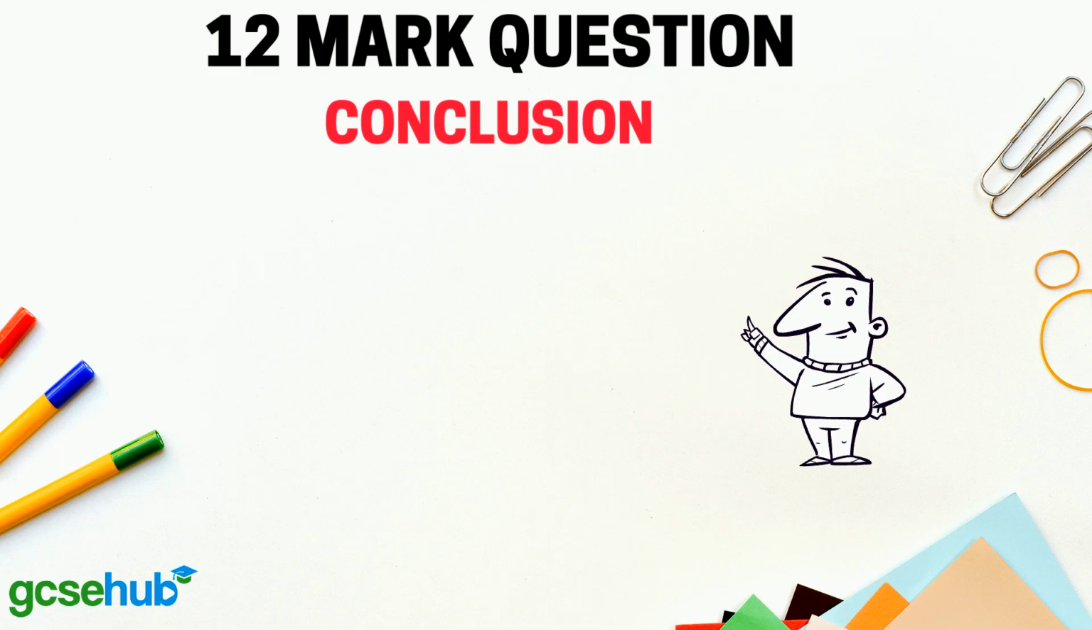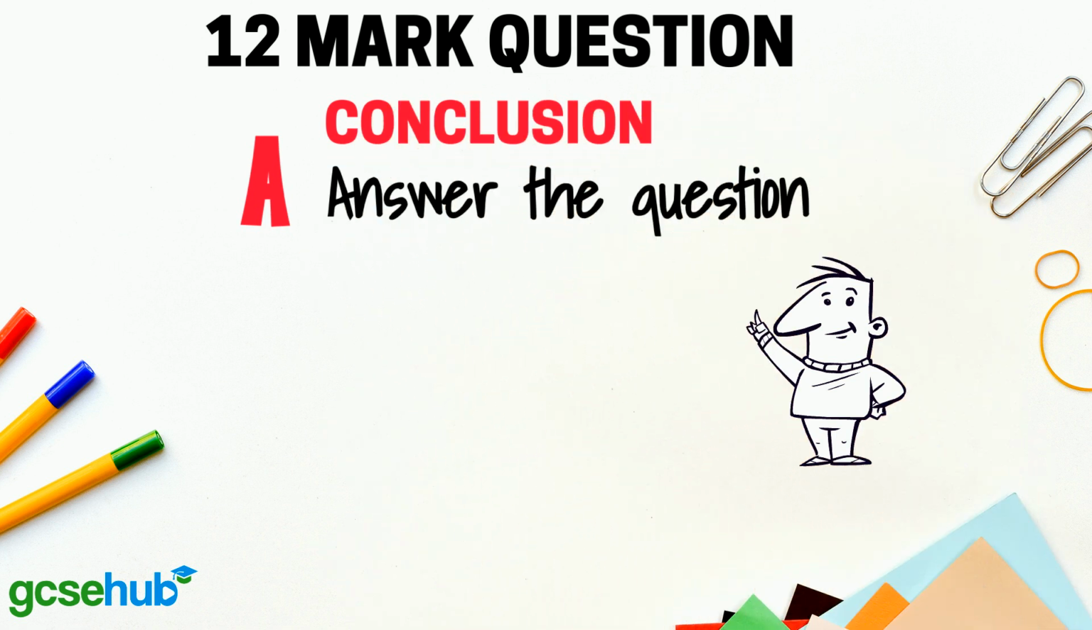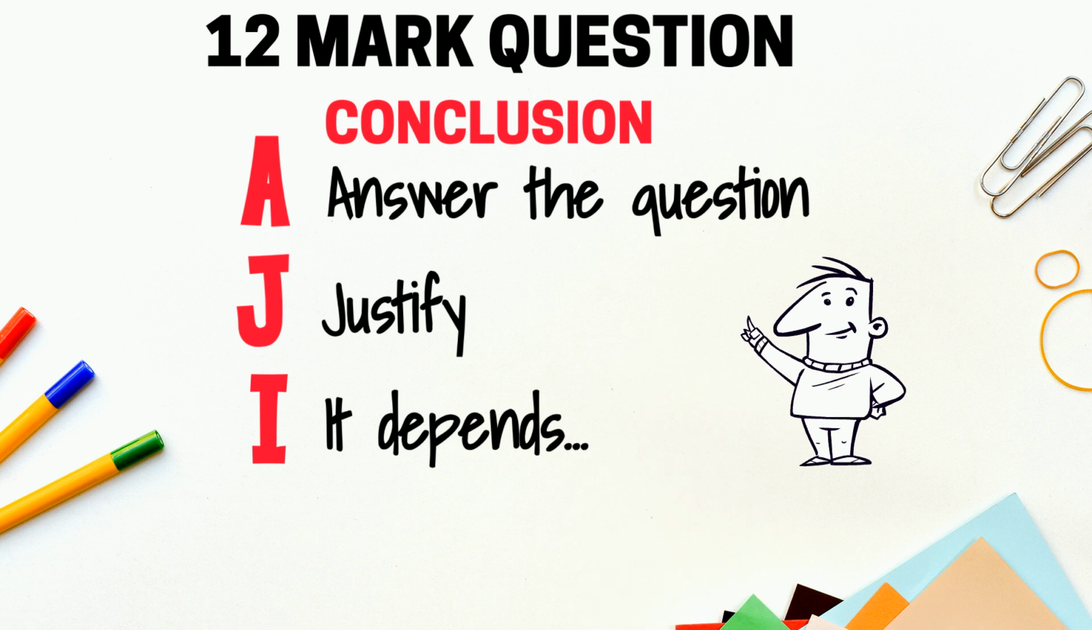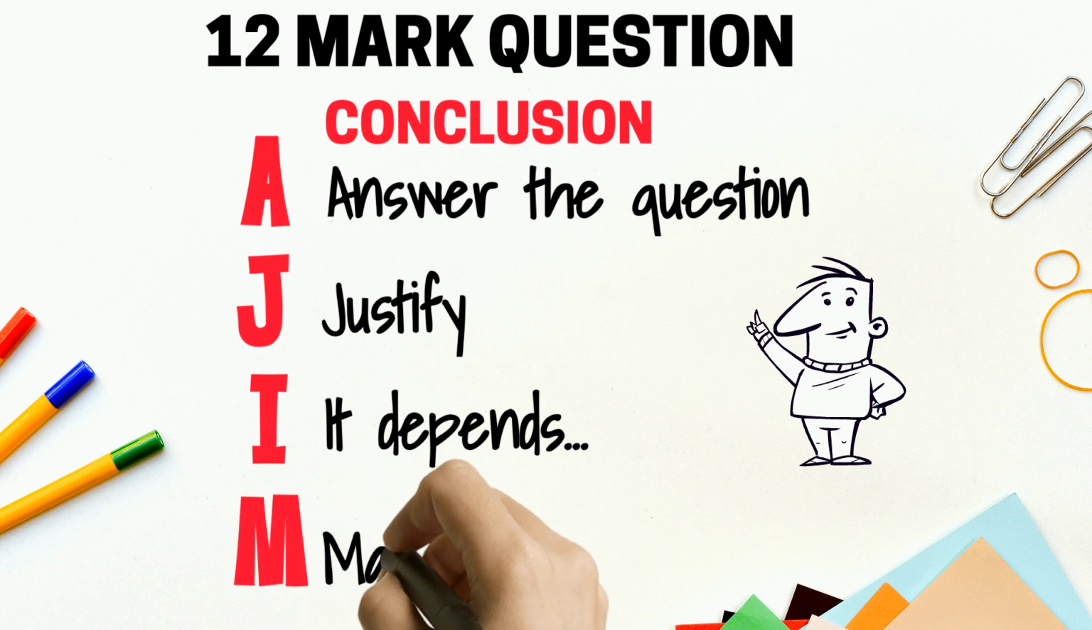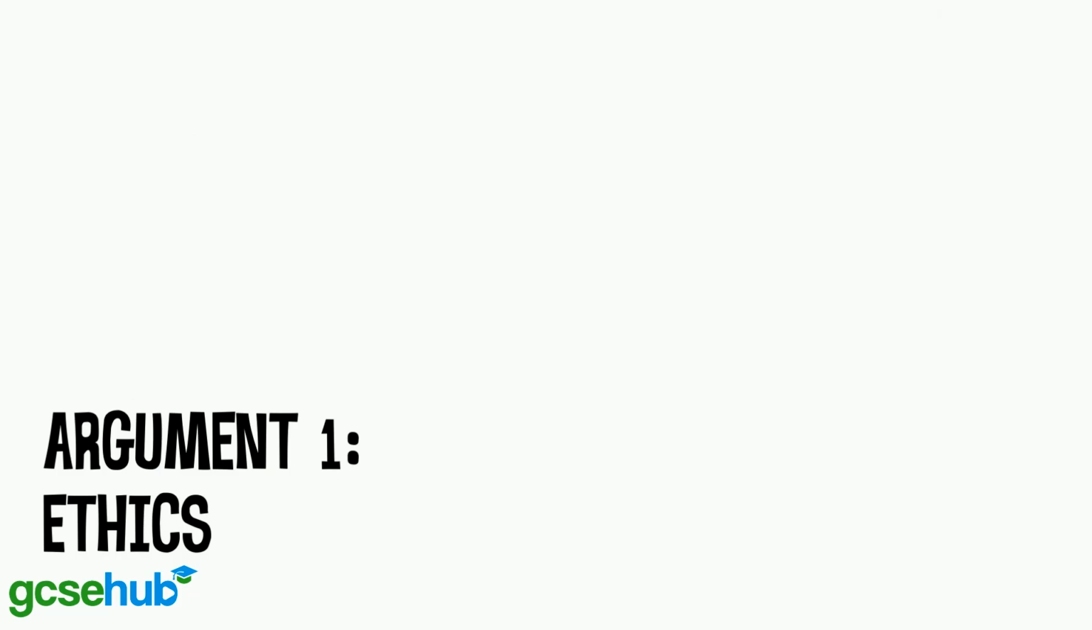And then finally, what you need to do is write a conclusion or make a judgment. Now, the conclusion uses the acronym AGIM. So A stands for answer the question. This is where you make a decision. And J, where you justify, giving evidence. Then the I is the it depends on. So can you give a fact? Well, it depends on this. And finally, you just commit to a decision at the end, saying this is the one I think is more important of the 2.